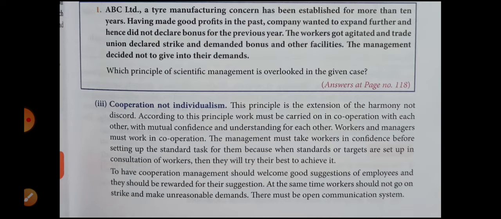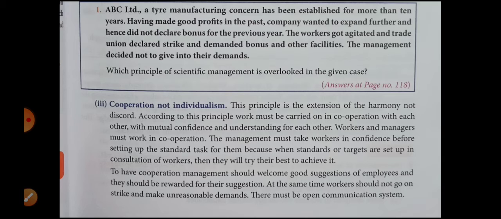Third principle is cooperation, not individualism. This principle is an extension of the second principle, that is harmony, not discord. According to this principle, managers should cooperate with workers and workers should cooperate with managers. They both should not focus on their individual goals. They should work with proper coordination and cooperation. If they work with cooperation, then workers will not go on strike. They will only tie a black ribbon to show their dissatisfaction and to gain the sympathy of managers. And managers also cooperate with their workers.